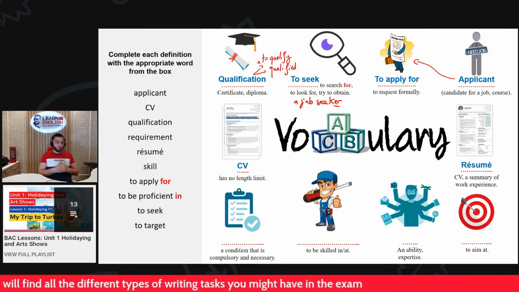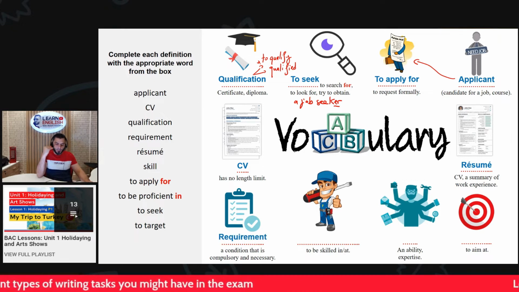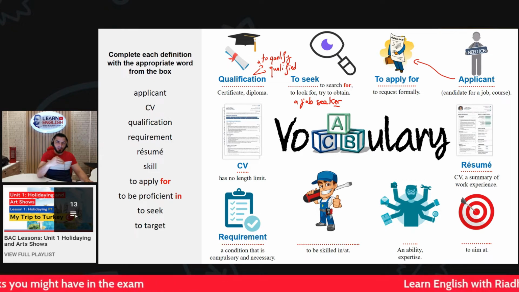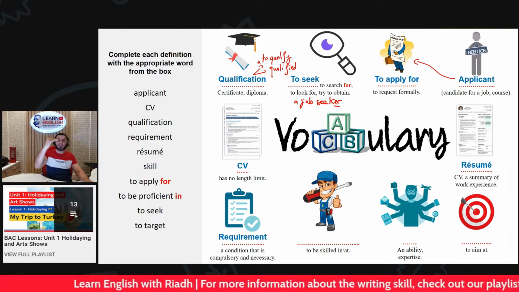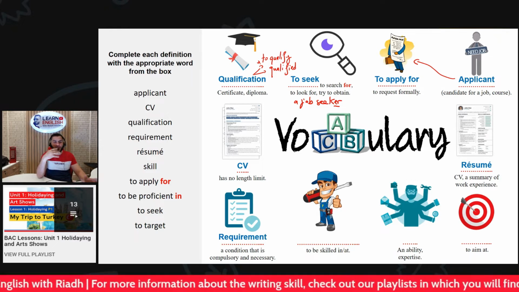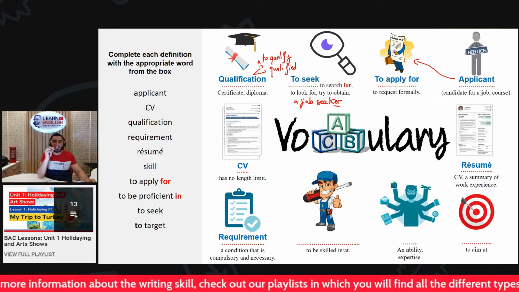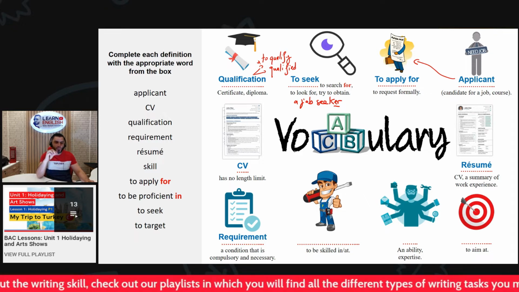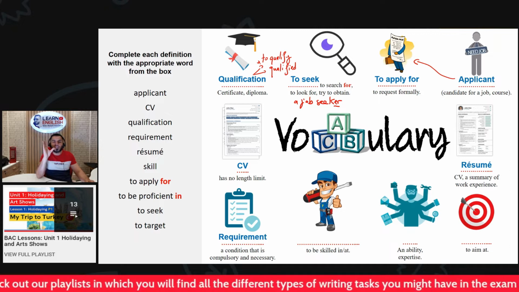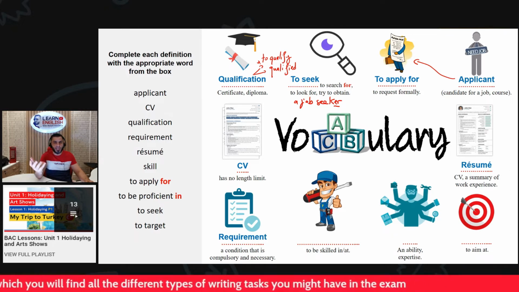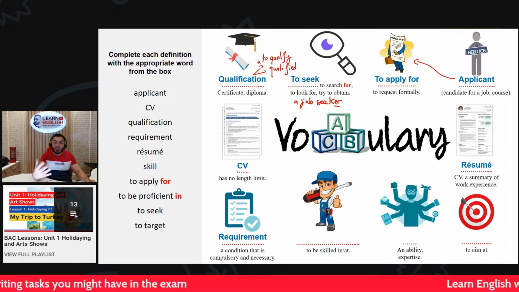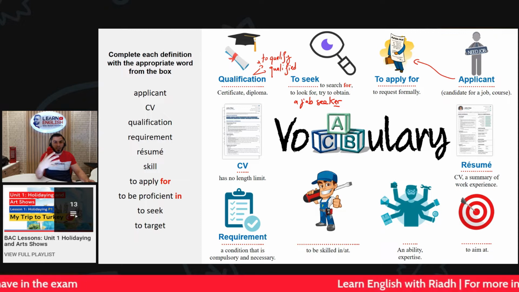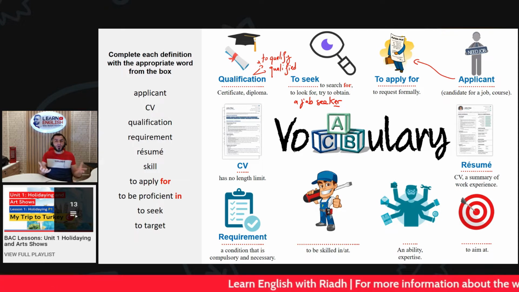Great. So to apply for a job, you have to meet some requirements. Of course, when the company looks for a particular applicant or candidate for a job, they set a list or a set of requirements. So a requirement is a condition that is compulsory and necessary. So if you don't meet the requirements, you cannot be eligible for the job. For example, nowadays we know that English is a very important language. So it has become a requirement.